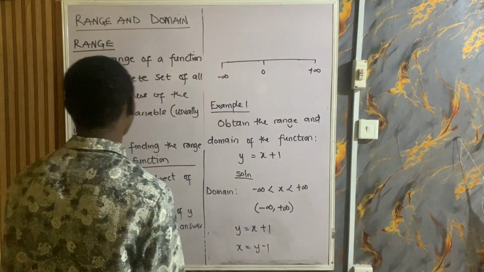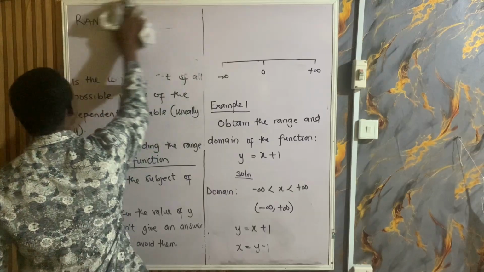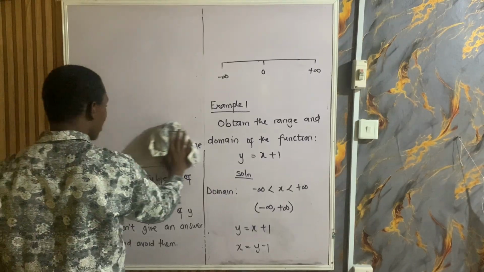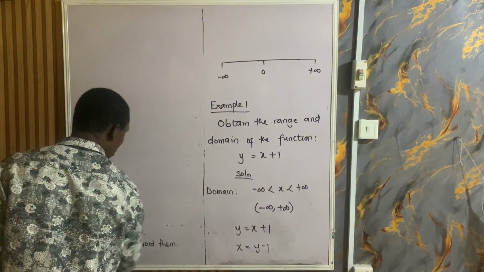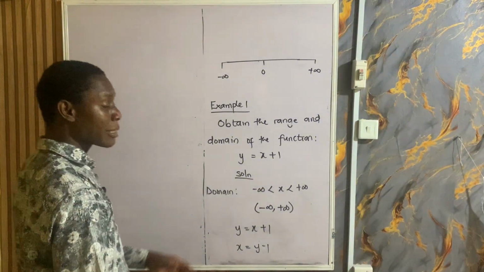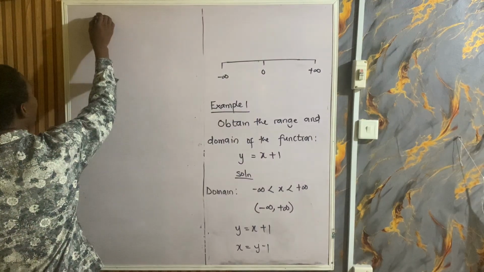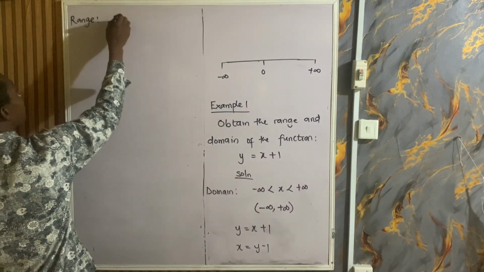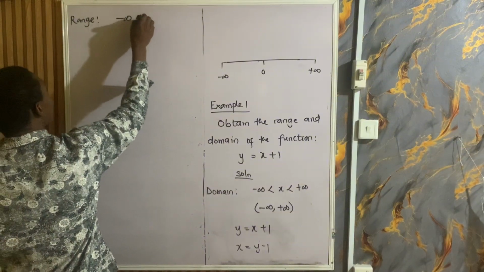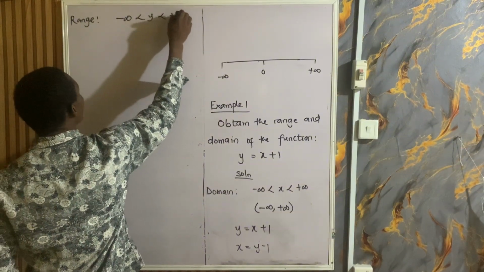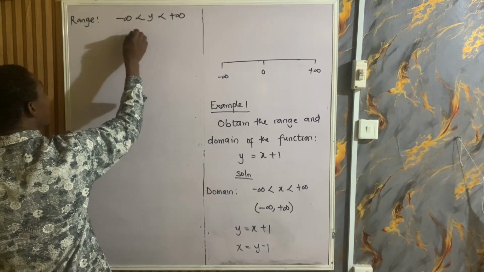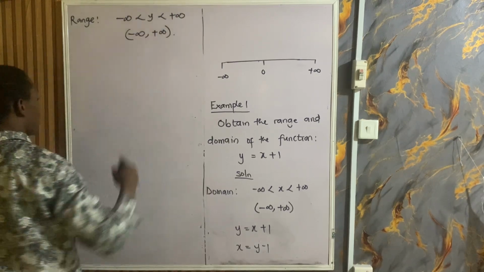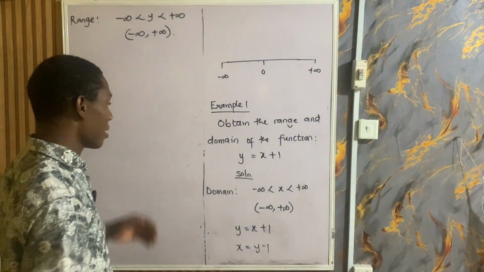Because of that, y can take all possible values actually. So there's nothing y cannot be. That's what I'm trying to say. And because of that, we're going to say that the range is simply negative infinity less than y less than positive infinity. Or we still write it like this: negative infinity comma positive infinity. So this is another way to write it. So that's that for this example 1.